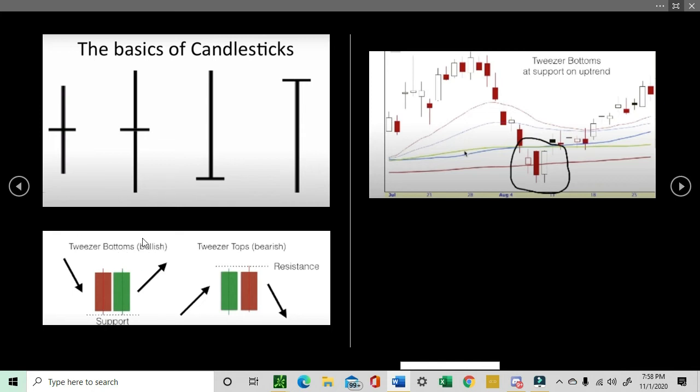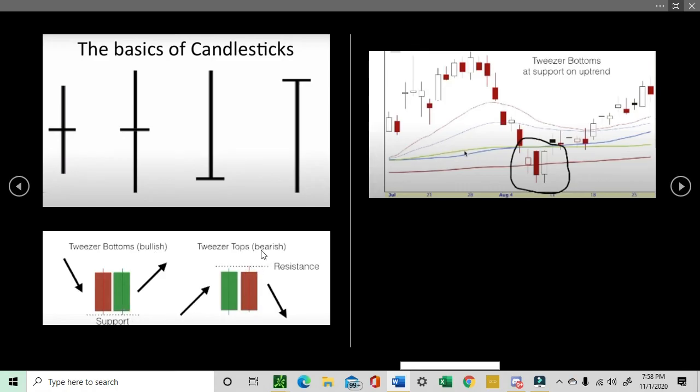Tweezer bottoms are bullish. These will normally form at a support, right? So if you see this at a support, that means price opened here, closed here. Then the bulls came in, opened up price here, closed it up here. And now if we're at a support line, that could be a very good indicator that we're going to have a turnover to the upside.